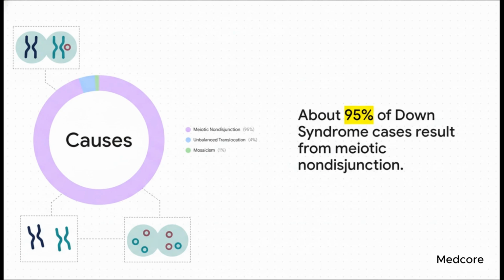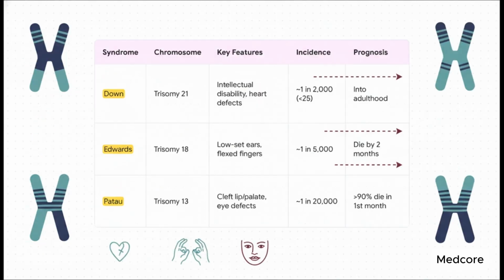You can also have structural issues like something called a translocation or a condition called mosaicism, where only some of the body cells have the extra chromosome. But yeah, non-disjunction is by far the most common. This table is perfect for a quick review. It lines up the 3 most common autosomal trisomies side by side. You've got Down syndrome, Edwards syndrome, trisomy 18, and Patau syndrome, trisomy 13.